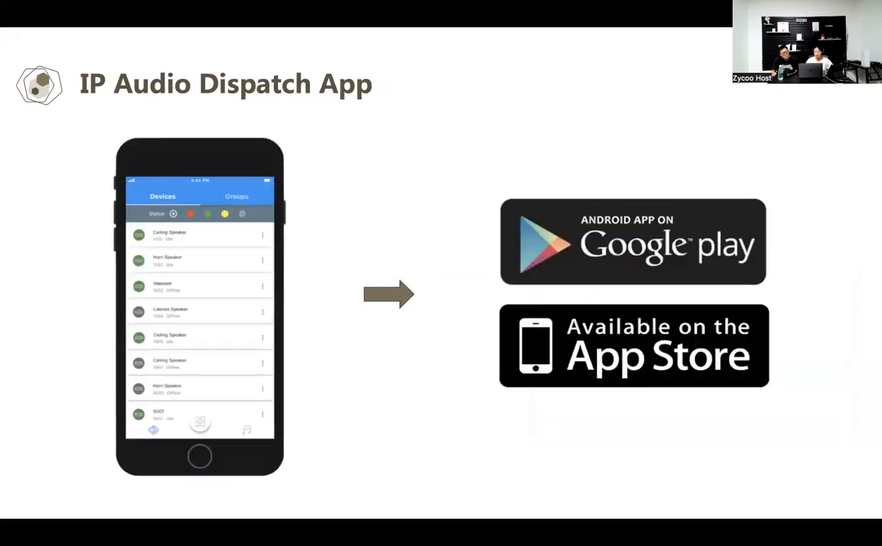And in terms of the dispatch apps, for Android you can find it in the Google Play Store, and if you are using iPhones, you can find it in the App Store. By searching for IP audio dispatch apps, you should be able to find it.